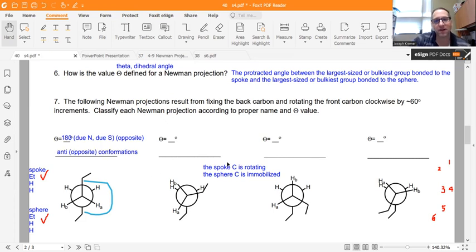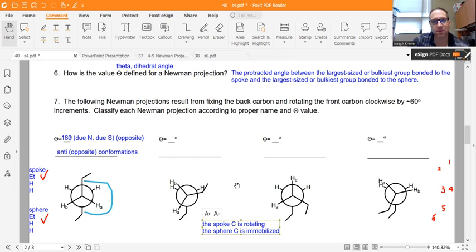So let's take a look at the next. So again, you can see that the spoke carbon has rotated. The ethyl group used to be straight up. Now look at the ethyl group. It moved, didn't it? Got rotated, and everything got rotated clockwise like a merry-go-round. Look where HB used to live. Now where's HB living? It's over there. So everything got rotated, but the sphere remained intact.